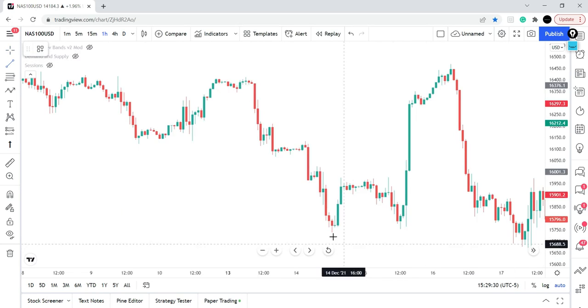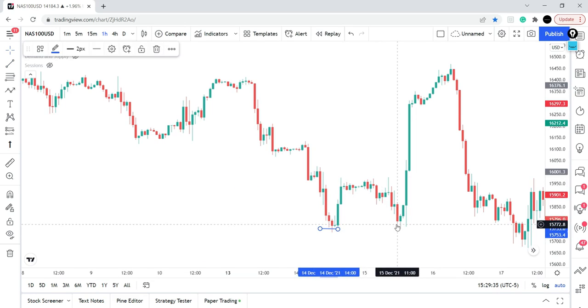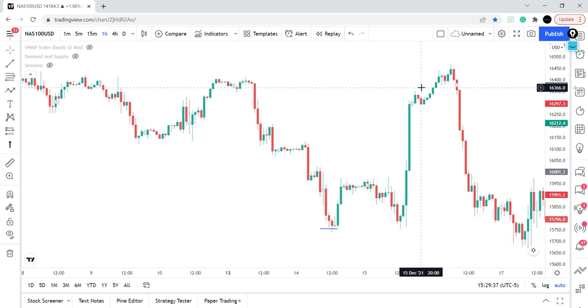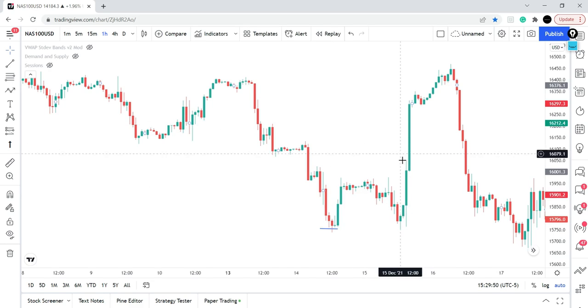So right here, guys, we have a nice double bottom. We got one bottom right here, and another bottom right here, and the market just shot up. The way you could get in is you can probably get in right around this bottom, depending on if we have some support, and you can probably put your stop loss below this level right here and look for your profits.